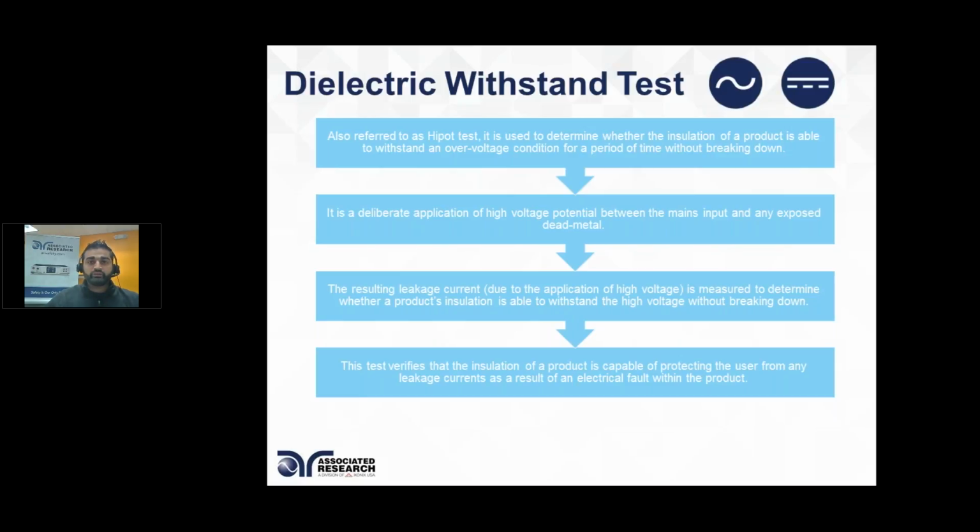So again, the HiPot test is to verify that insulation is able to withstand the high voltage that it may experience during a normal life cycle of the product. If this product is going to be plugged into a household receptacle, that household receptacle might experience more than 120 volts, at some instance up to 1200 volts.